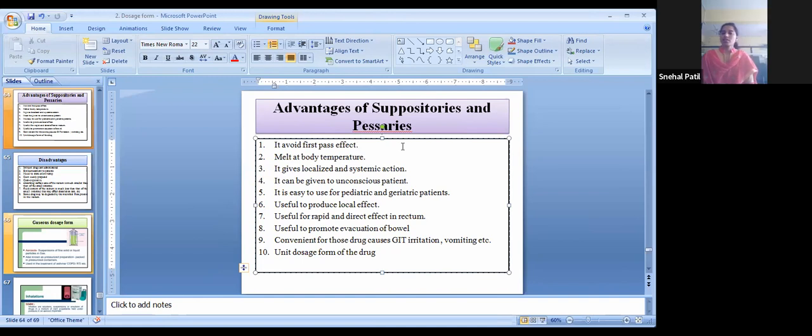And these suppositories are convenient for those drugs that cause GIT irritation, vomiting. म्हणजे ज्या ड्रग मुळे आपल्याला GIT इरिटेशन होतं. जे स्टमक GIT मध्ये, GIT म्हणजे काय, गॅस्ट्रोइंटेस्टाइनल ट्रॅक्ट, त्यामध्ये माउथ पासून एनस पर्यंत जो पार्ट येतो, माउथ, इसोफेगस, स्टमक, स्मॉल इंटेस्टाइन, लार्ज इंटेस्टाइन, देन अनस. दिस इज द ट्रॅक ऑफ द GIT.